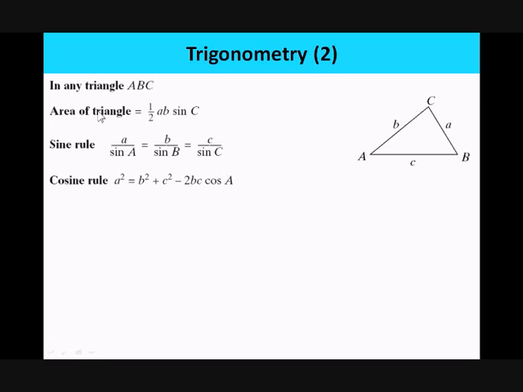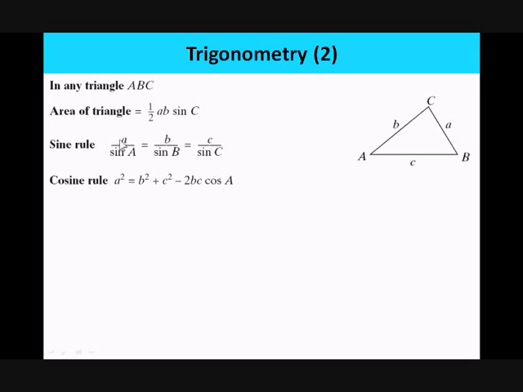So the first rule is for the area of a triangle, and that can be worked out from a half times side a times side b times the sine of angle C. The second and third rules, the sine rule and the cosine rule, are both about finding missing sides or angles, and which one you use depends on the information that you have available to you.